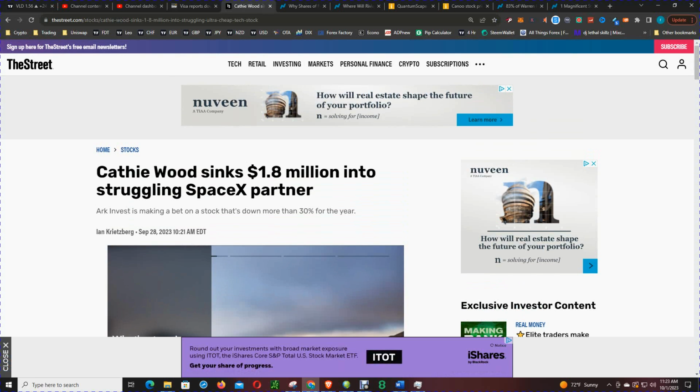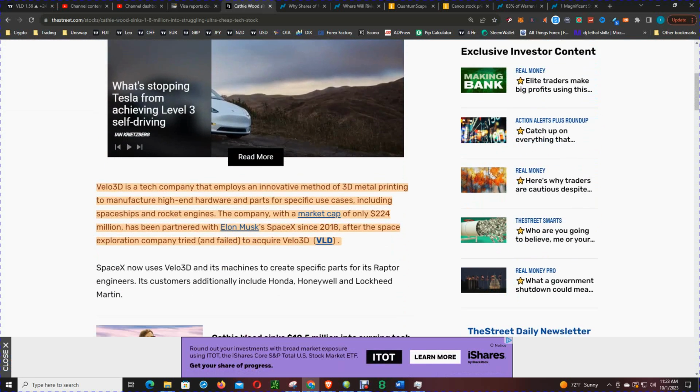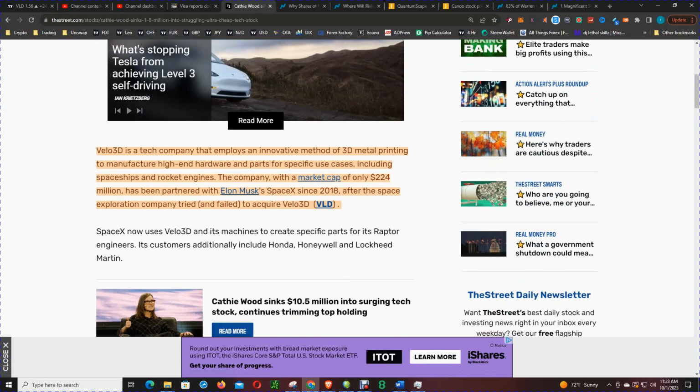This article is coming from thestreet.com. Cathie Wood sinks $1.8 million into struggling SpaceX partner. So Velo3D is a tech company that employs an innovative method of 3D metal printing to manufacture high-end hardware parts for specific use cases, including spaceships and rocket engines. The company, with a market cap of only $224 million, has been partnered with Elon Musk's SpaceX since 2018 after the space exploration company tried to acquire Velo3D.